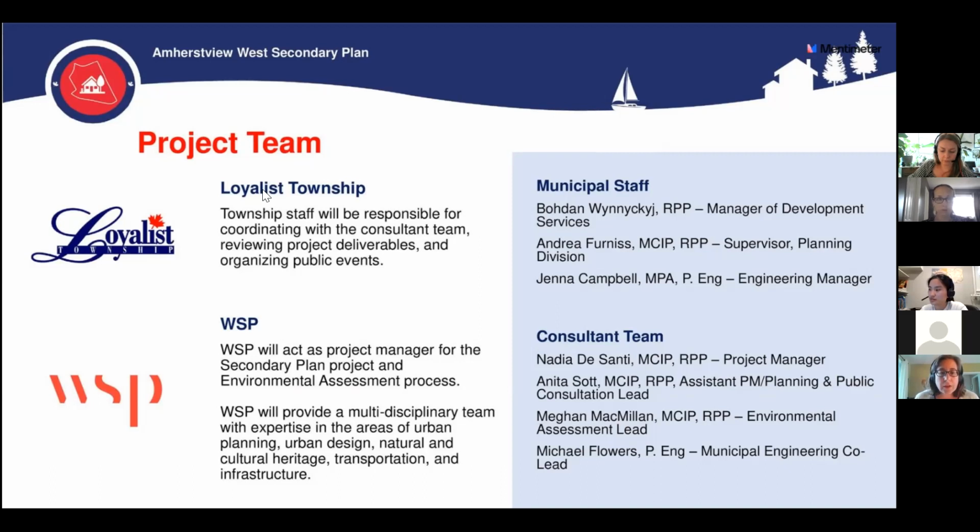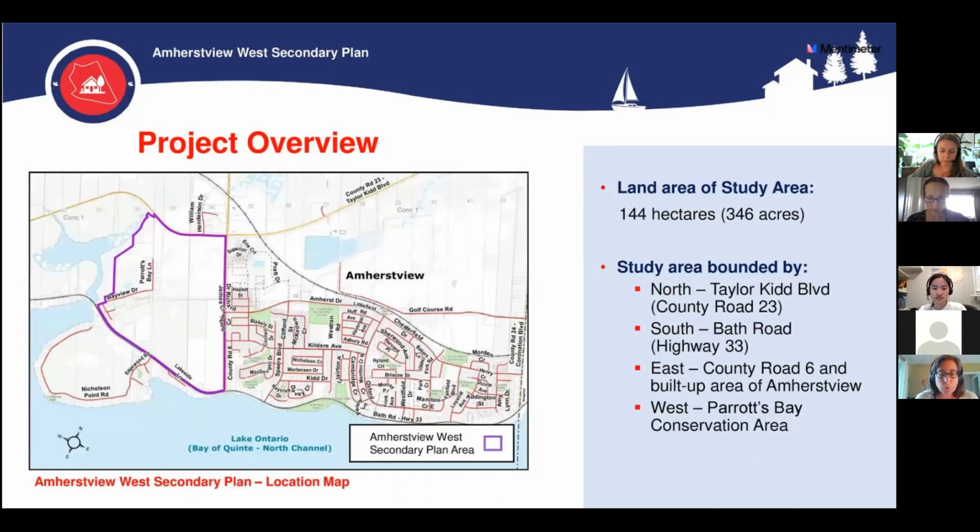In terms of the study area, the Amherstview West secondary plan study area is approximately 144 hectares or 346 acres. It's bounded by Taylor Kidd Boulevard or County Road 23 to the north, Bath Road or Highway 33 to the south, Parrots Bay Conservation Area to the west, and County Road 6 and the existing built-up area in Amherstview to the east. Existing uses in the study area include residential uses along Highway 33, Bath Road, and along Bayview Drive and Parrots Bay Lane. There are two existing farms in the study area, including Loyalist Acres Farm located northwest of County Road 6 and Bath Road.